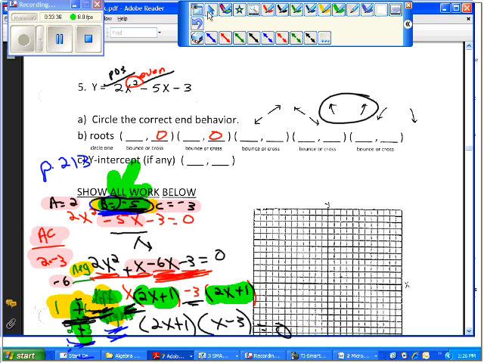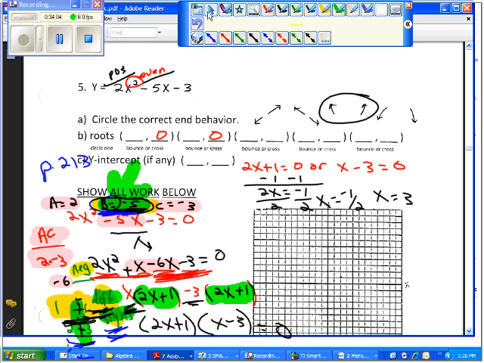If the product of those is 0, then we could say that either the first one, 2x plus 1, is equal to 0, or the second factor of x minus 3 equals 0, and we would solve for x to actually find the root. Here we would subtract 1, divide by 2, and we're going to have x equal negative 1/2. On the other one, we're going to add 3 and get x equal 3. So my roots are negative 1/2 and positive 3.